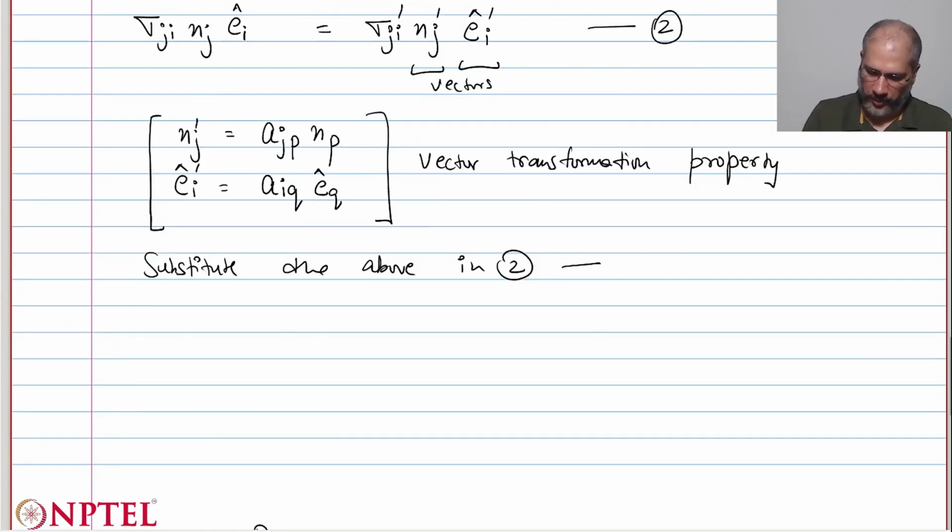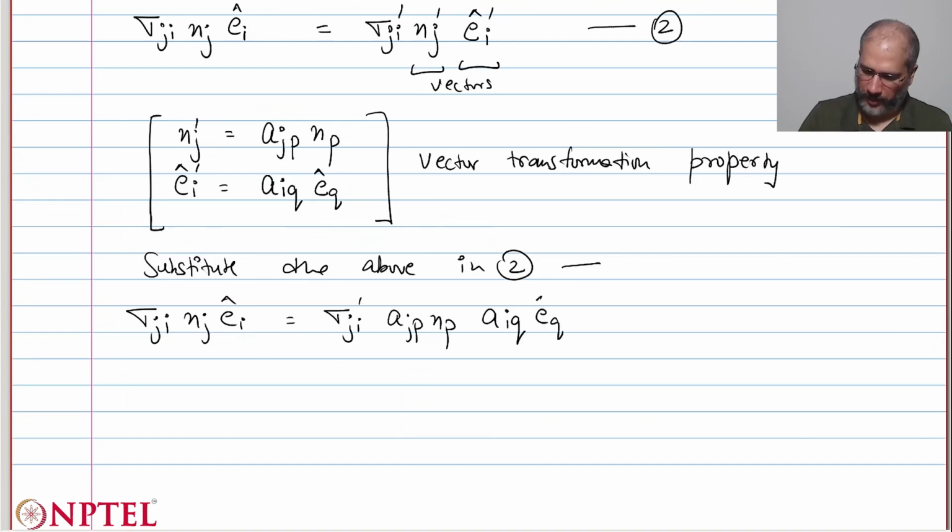So this is going to give us, well, the left hand side stays the same, and the right hand side we have a sigma_ji prime, and then the n_j prime becomes a_jp n_p, and e_i prime becomes a_iq e_q hat. So I'll move all the a's to the left, a_jp a_iq, then I have a sigma_ji prime, and then we have an n_p times e_q.